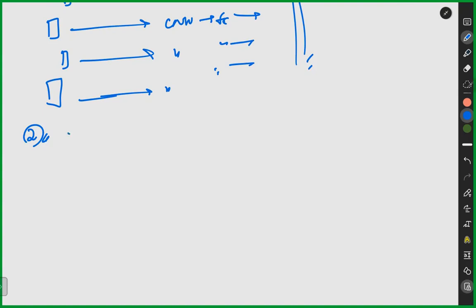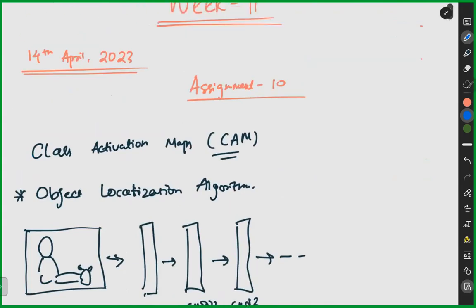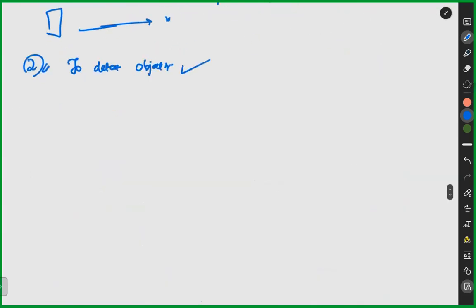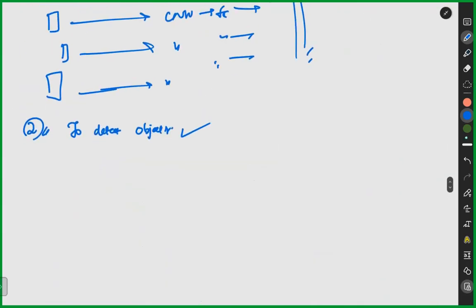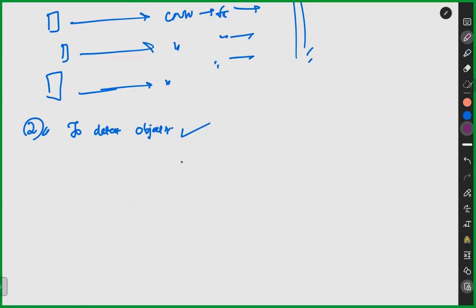To detect objects. Okay, nice. Question number 3. Let me choose a different color. Done. Question 3.